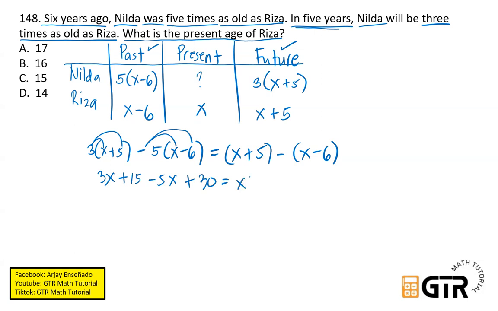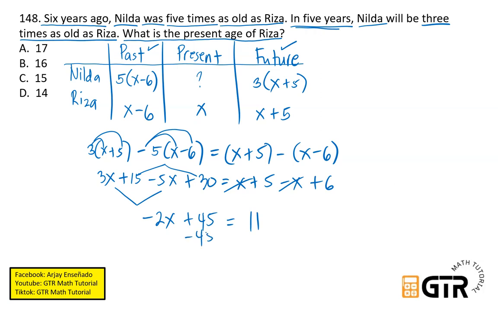Equals, kopyahin lang to. We have x plus 5. And then minus sign. So change the sign of this. So we have negative x. And then negative 6 will become positive 6. And then combine like terms. So 3x minus 5x, that is equal to negative 2x. Positive 15 plus 30, that is positive 45. Equals x minus x. So this is 0. So cancel. 5 plus 6, we have 11.